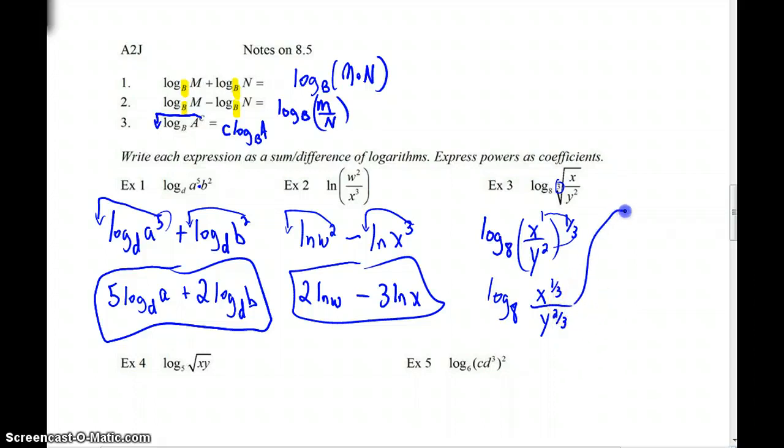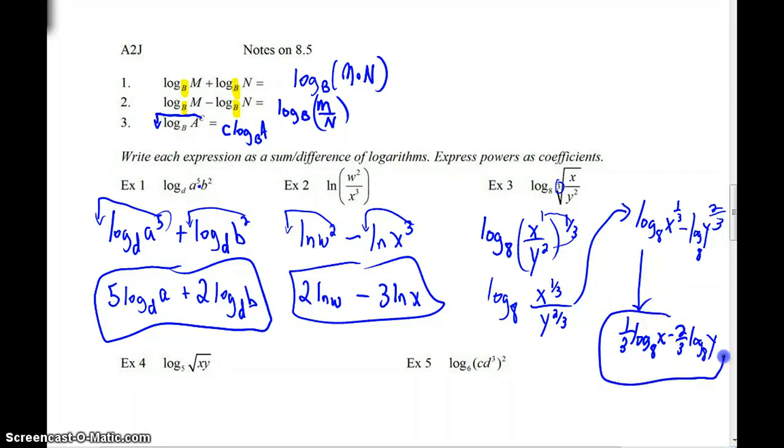And then what? Well, let's bring this back up here. This now looks so much like property number 2. I'm going to write this as the log base 8 of x to the 1/3 minus the log base 8 of y to the 2/3. One more thing we can do, we can drop down our powers and rewrite this as 1/3 log base 8 of x minus 2/3 log base 8 of y.